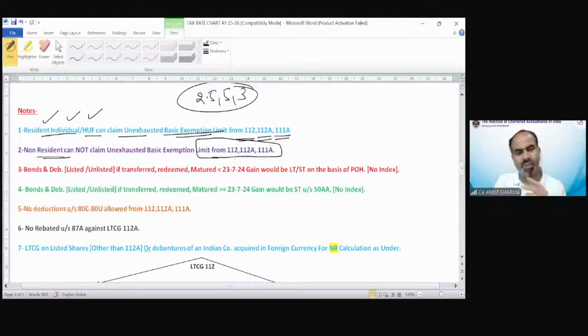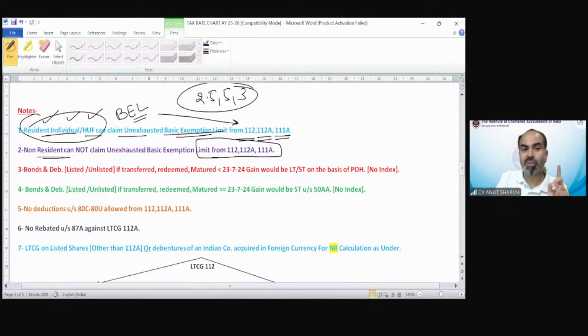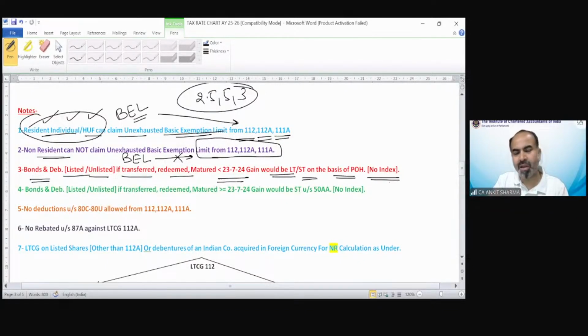Do not worry, we have questions for that. Just remember these provisions: a resident individual or HUF can claim their basic exemption limit from these three incomes. In case of a non-resident, they cannot utilize the basic exemption limit from these incomes. Clear? The bonds and debenture provision we have discussed in section 50AA. Again, repeating over here. Bonds and debentures, listed or unlisted, if transferred, redeemed or matured before 23rd of July, then it would be long term or short term on the basis of the period of holding. But indexation is not applicable in case of bonds and debentures, except in case of capital index bonds, etc.